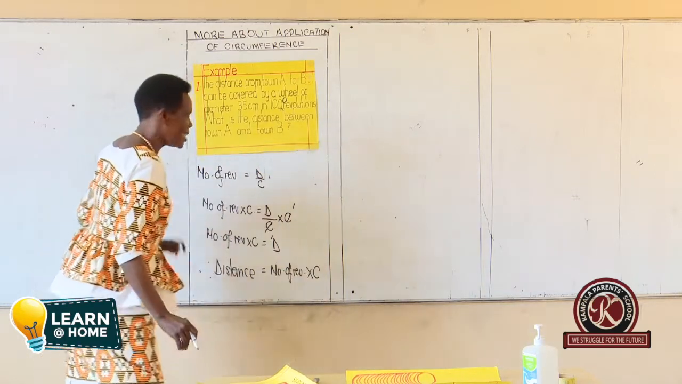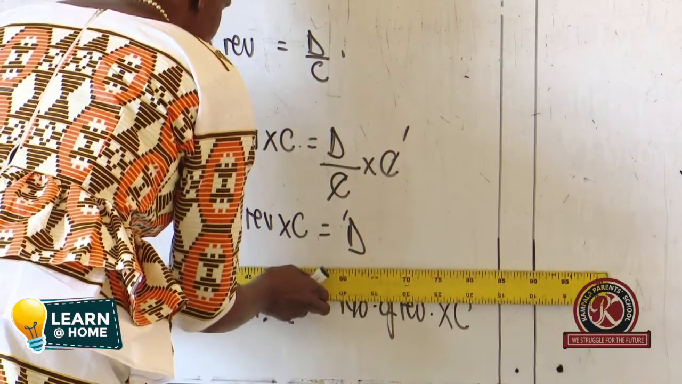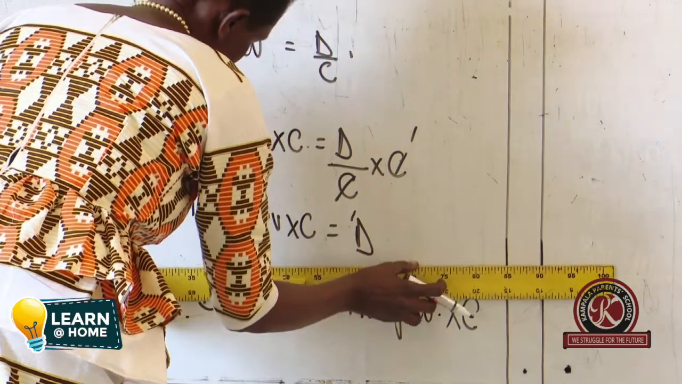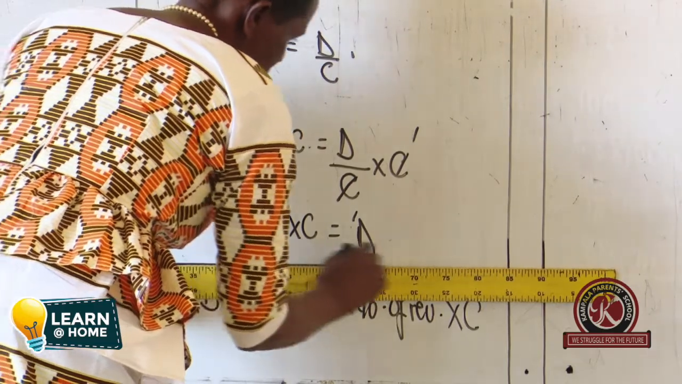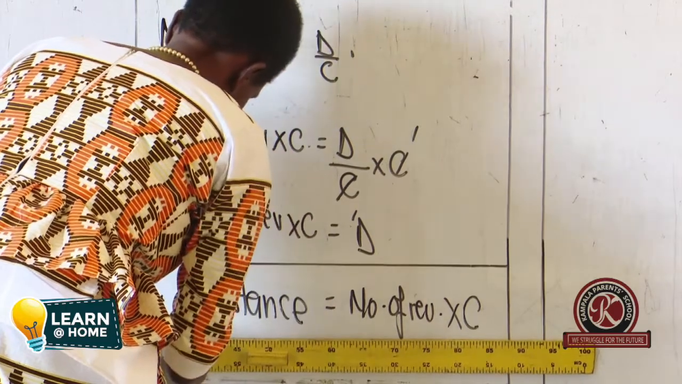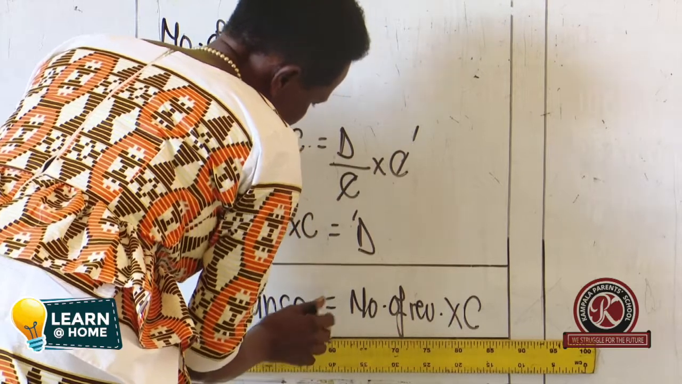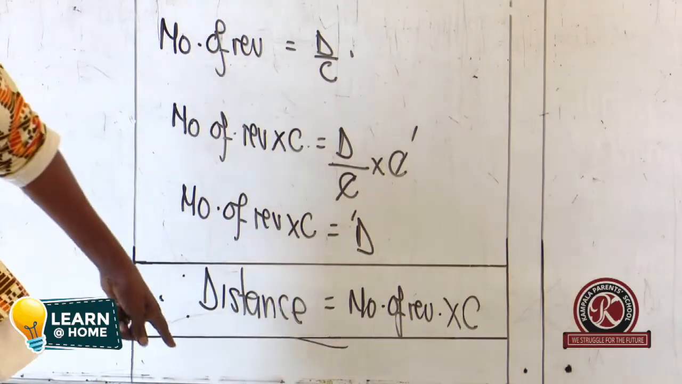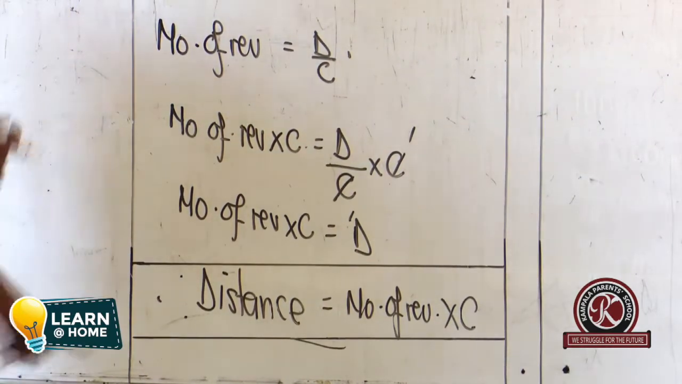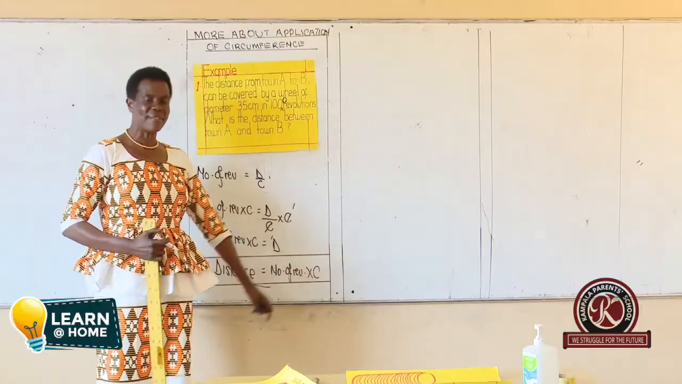I want you to highlight this. I want to use a ruler. Highlight this part. That is our formula for getting the distance. We now know that if you want to get the distance, you multiply the number of revolutions by the circumference.